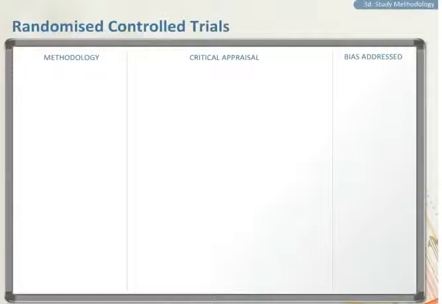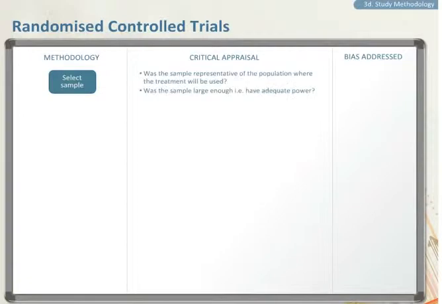the gold standard RCT and look at critically appraising the study. You have designed a hypothesis and obtained approval from the ethics committee. The first step is sample selection. Ask yourself the following. Was the sample representative of the population where the treatment will be used?